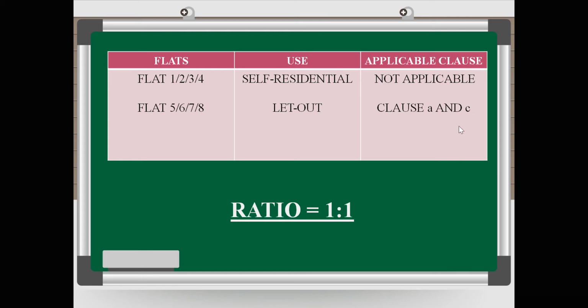Why A and C? Below the other details, there is one line. One of the flats remained vacant for 3 months. So obviously, if there is a vacancy, clause C will apply. So, clause A and C.